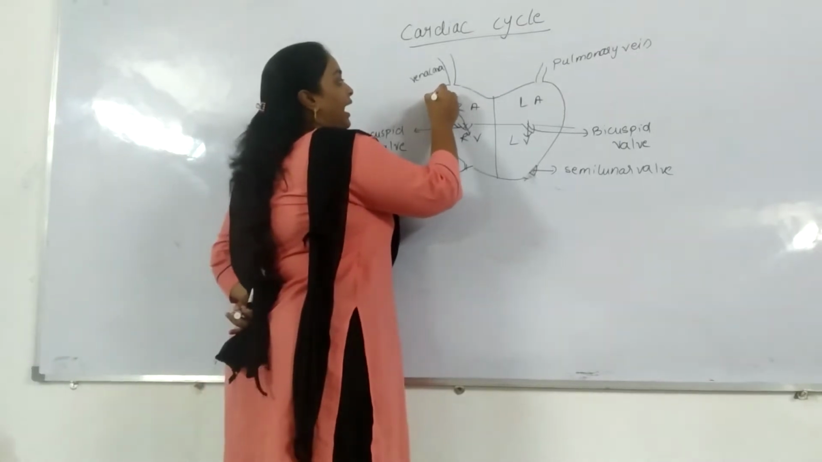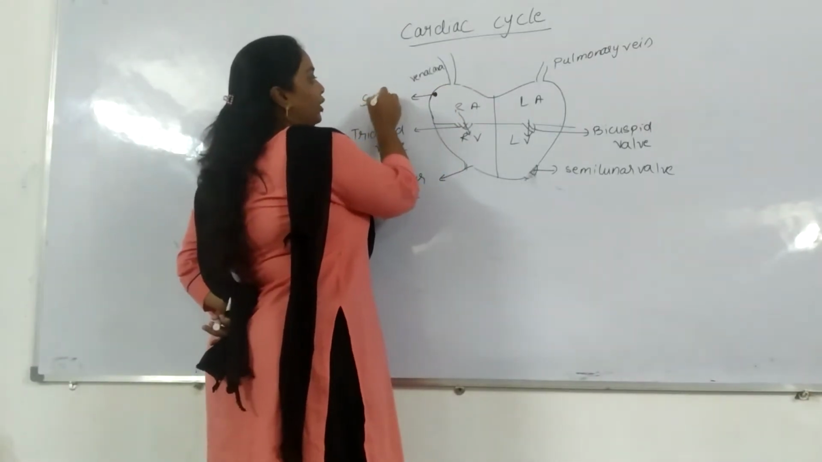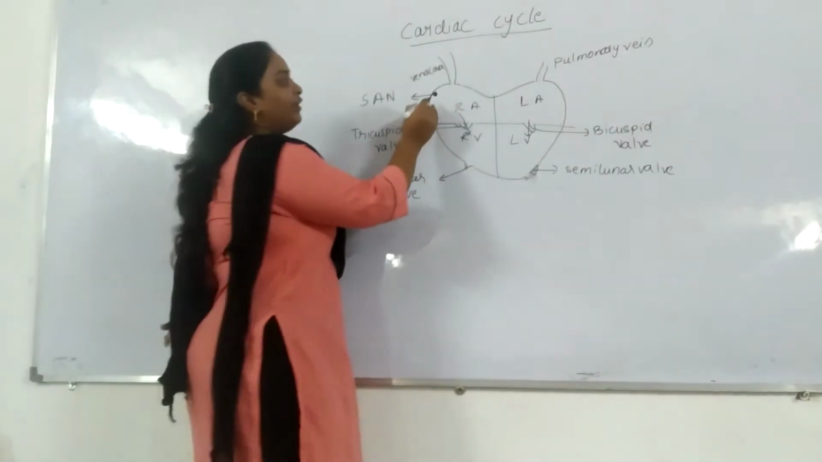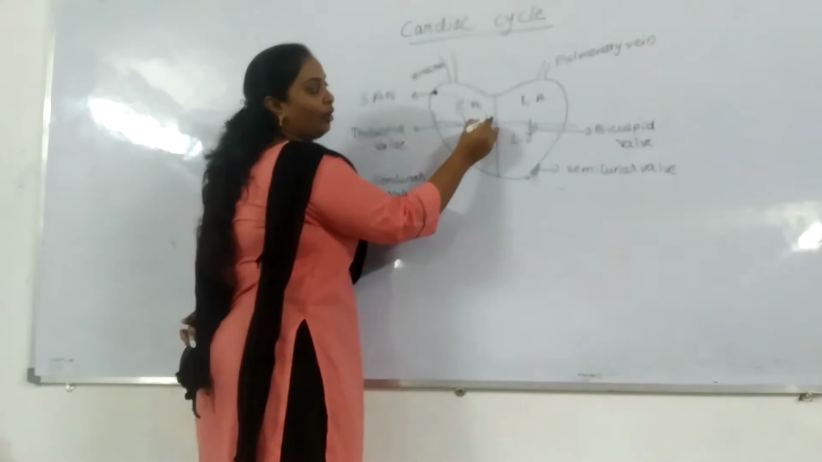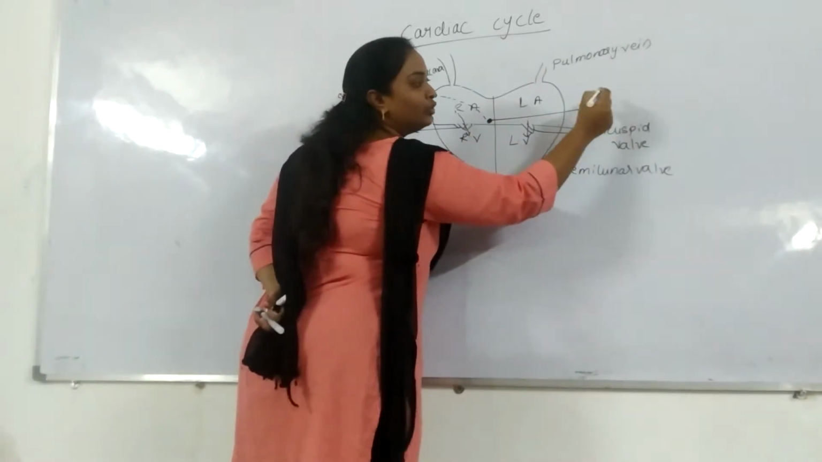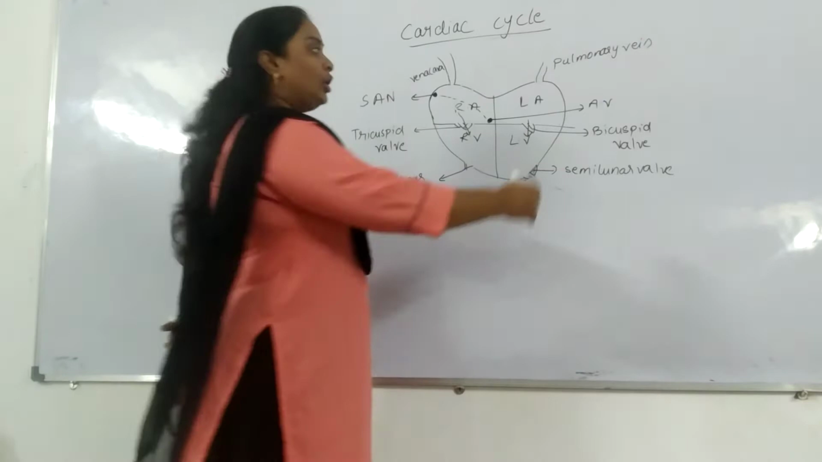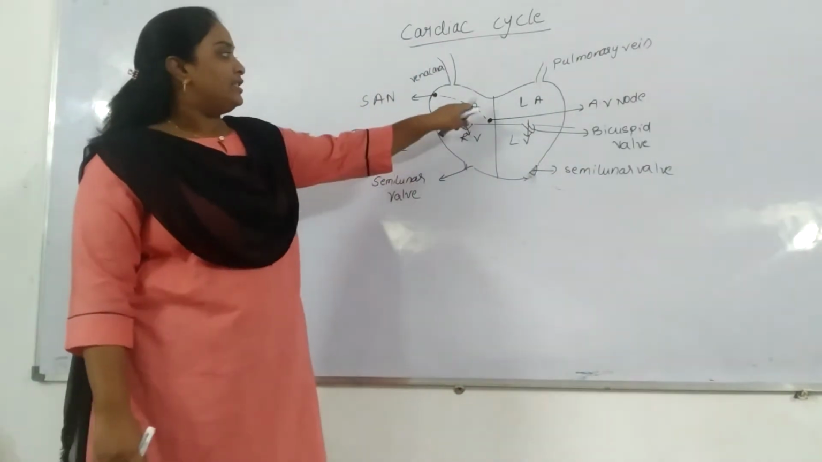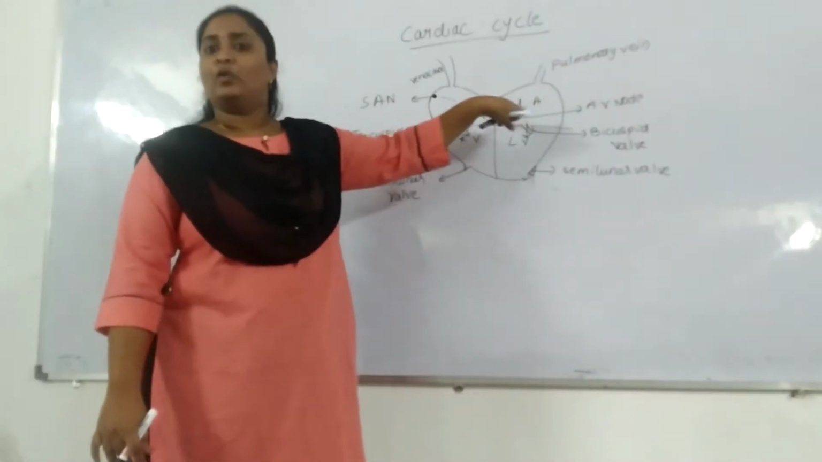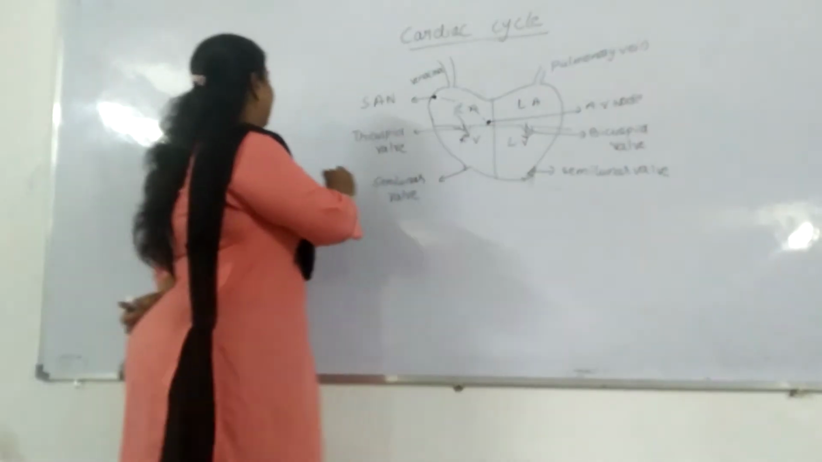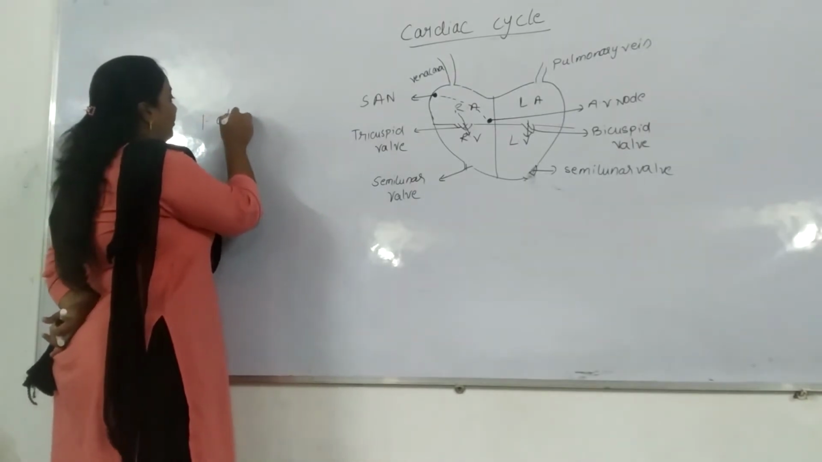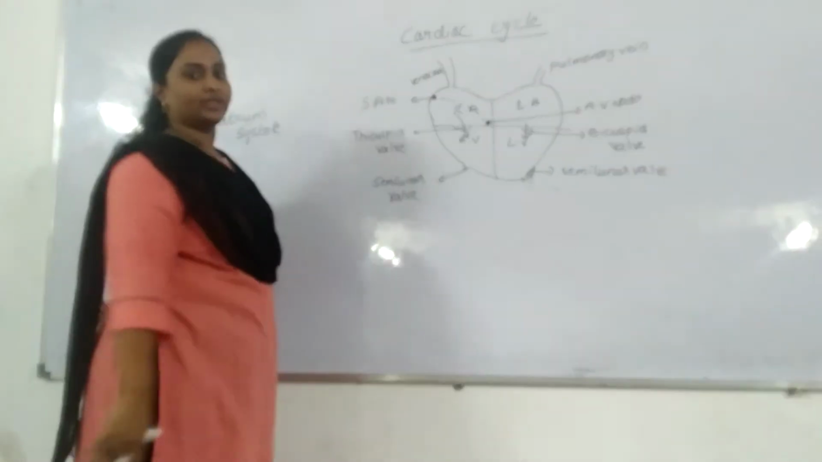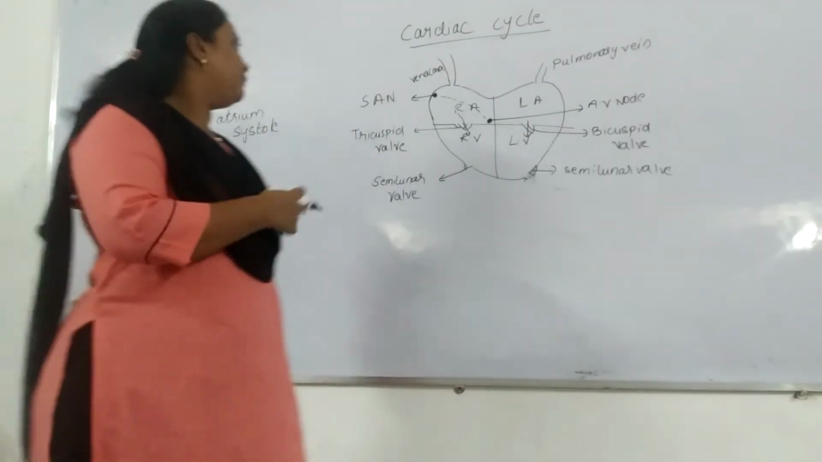So normally blood flows from the atrium into the ventricles. An action potential starts at the sinoatrial node. It will move to the atrioventricular node. As it passes from the sinoatrial node to the atrioventricular node, there will be a stimulus which contracts both the atria, and we call that atrial systole. Systole is nothing but contraction. So the first step is atrial systole.